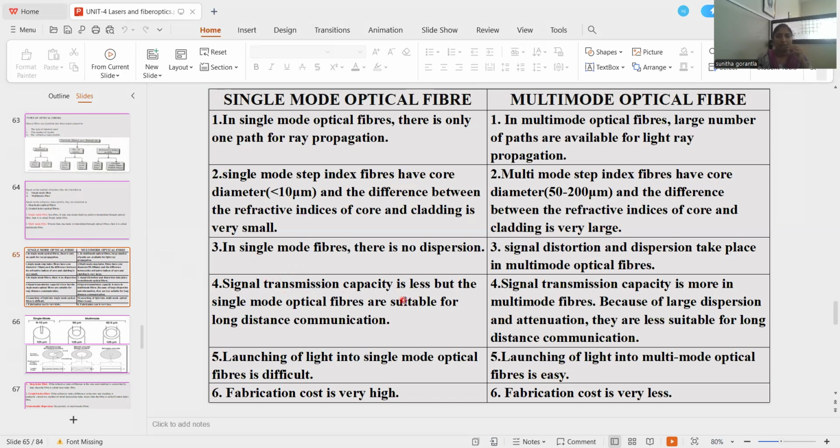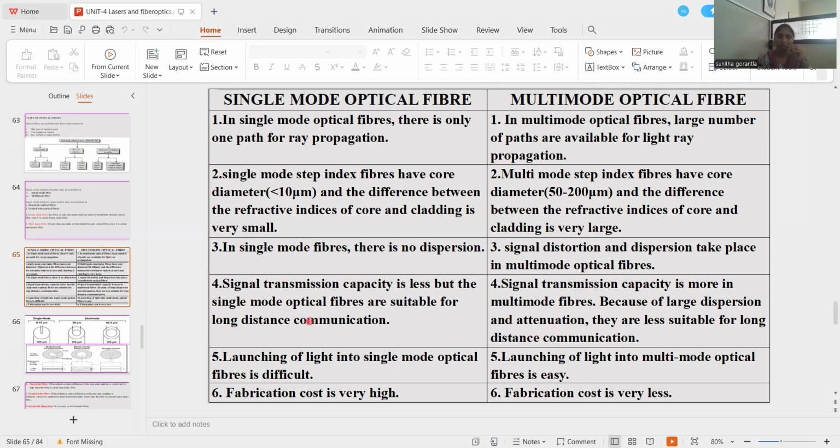Signal transmission capacity is less, but single mode optical fibers are suitable for long distance communications. In single mode optical fibers, the signal transmission capacity is less, but they are suitable for long distance communications. Whereas in multimode fibers, the signal transmission capacity is more, but because of large dispersion and attenuation, they are less suitable for long distance communications.